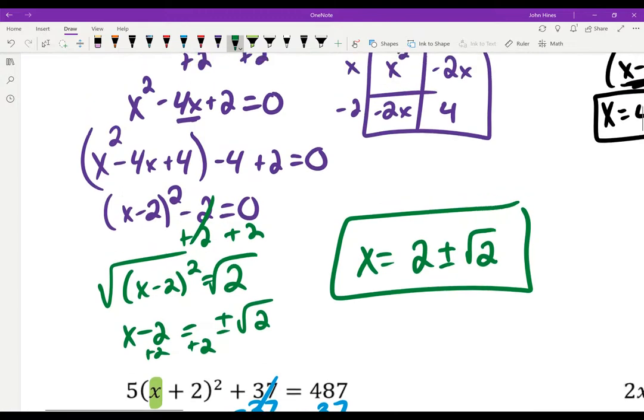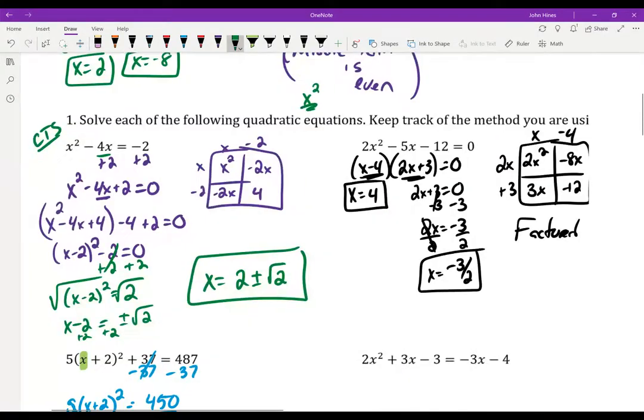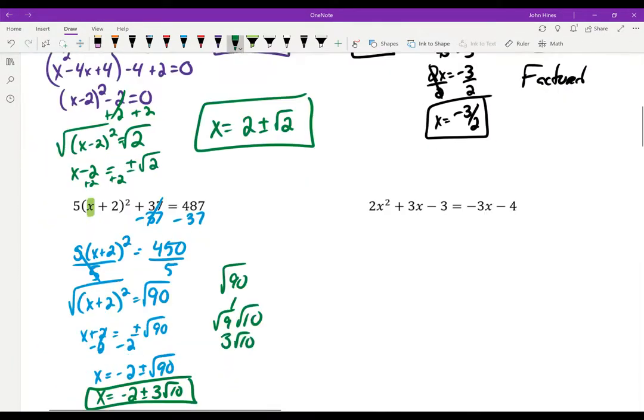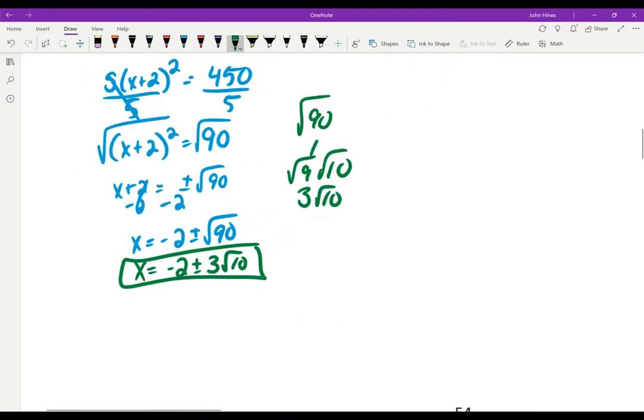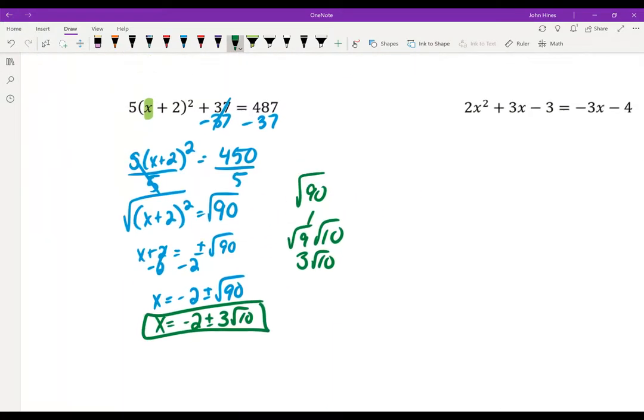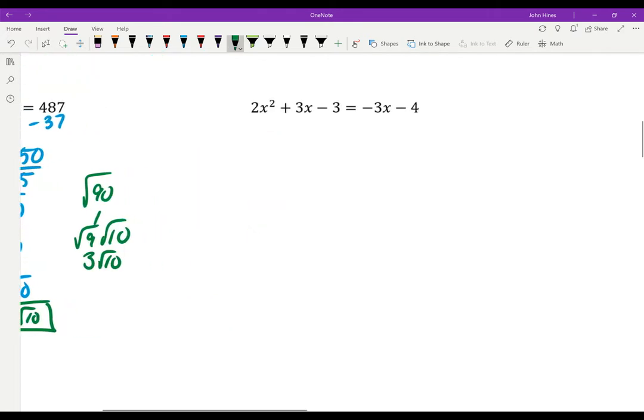I believe it said that here. Solve each of these quadratic equations, keep track of the method you're using. It doesn't, so actually you didn't have to do that. But this was just using inverse operations because you saw x once. Isn't it great when we get to put a 14 lesson unit together? Fantastic.